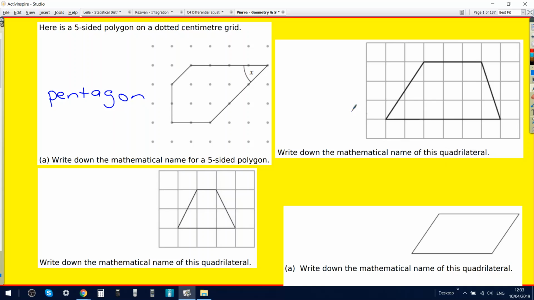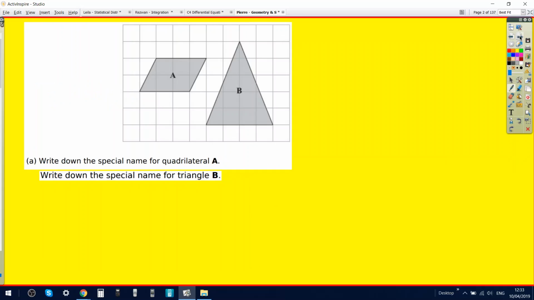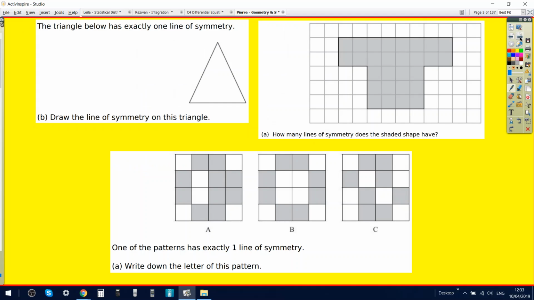How about bottom left? Bottom right. Sorry, do you know this one? I don't. I think that's a parallelogram? Yeah. That's a parallelogram. Those are fine, I think. Let's see.